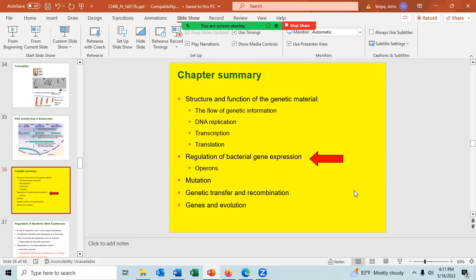So in this lesson, we've talked about the structure and function of the genetic material. We talked about the flow of genetic information. We talked about DNA replication, RNA transcription, and protein translation. We're about to talk about the regulation of bacterial gene expression. When we're talking about gene expression, we need to talk about an operon. After that, we'll talk about mutations, genetic transfer and recombination, and then lastly, we'll talk about genes and evolution. Just one slide on that topic. Any questions about what we've done and where we're going?